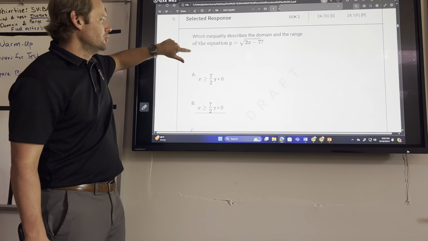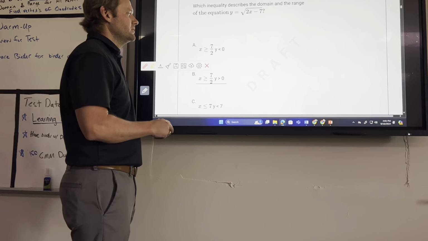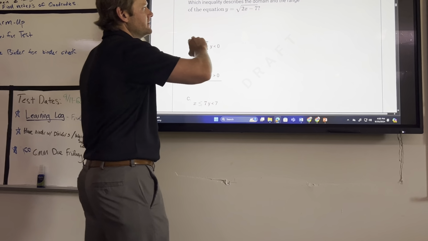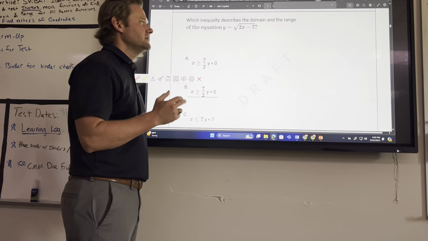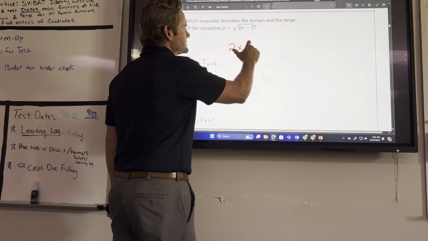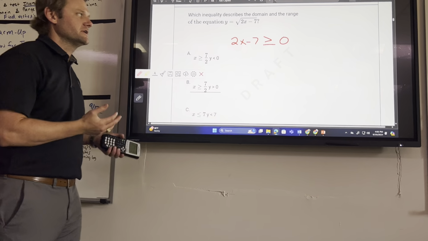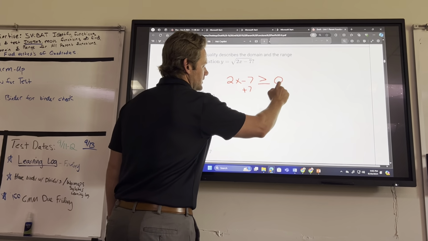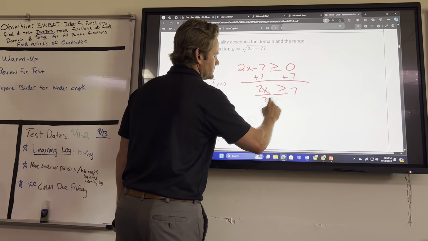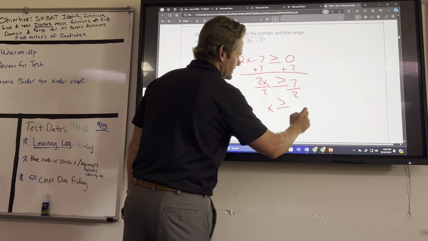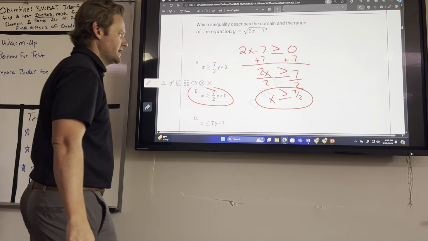All right, moving on. So I took out the y's on this, the range part of it, but they're all pretty much the same anyway. You'll just have to deal with the x's. So which inequality describes the domain and range of the equation? Well, it's the square root graph. I know I can't take the square root of a negative number, right? So I know 2x minus 7 has to be greater than or equal to 0. Otherwise, I'll get a negative in there. So I'm just going to solve this inequality out. So I get 7 less than or equal to 2x, divide by 2. So I know x has to be greater than or equal to 7 halves.